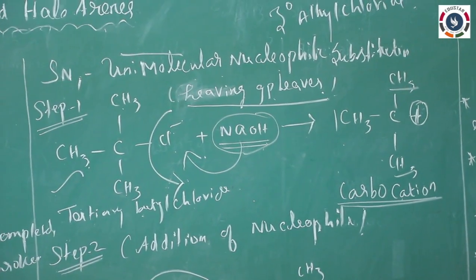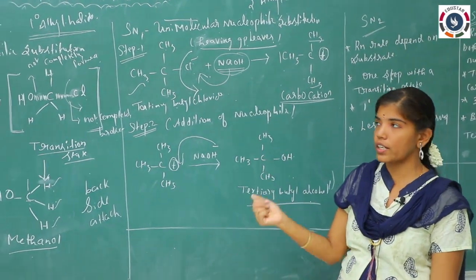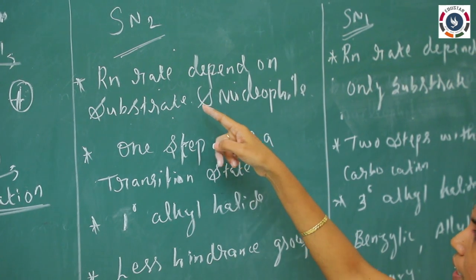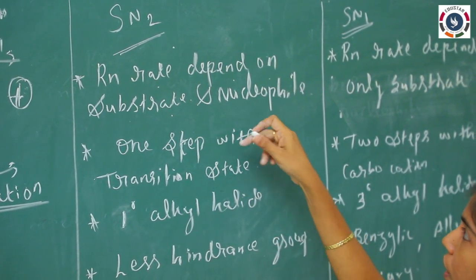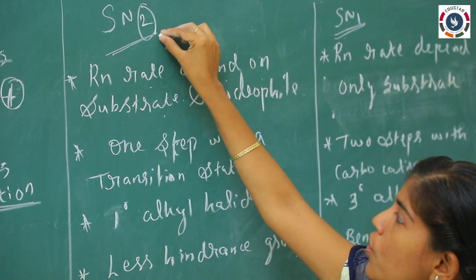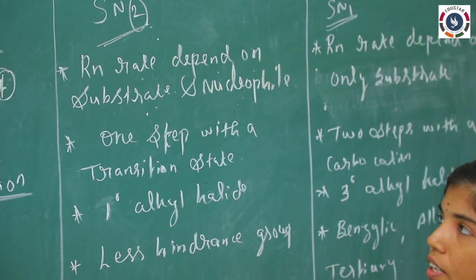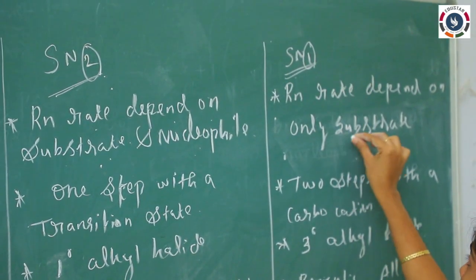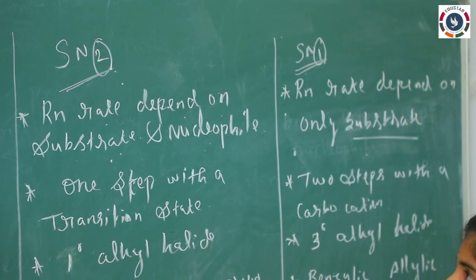Now let us have a short comparative statement for the SN1 and the SN2 reaction. In the SN2 reaction, the reaction rate depends on both the substrate and nucleophile. Remember this number 2. That means substrate and nucleophile both influence the reaction rate. For SN1, remember the number 1? Only the substrate is concerned with determining the reaction rate.